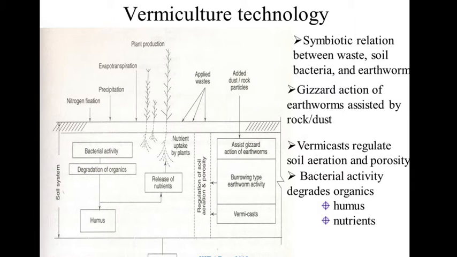In the previous topic, we discussed wetland plants, the constructed wetland plants used in the treatment of wastewater. These different species of constructed wetlands are used to treat municipal wastewater and domestic wastewater. The next one is vermiculture technology.